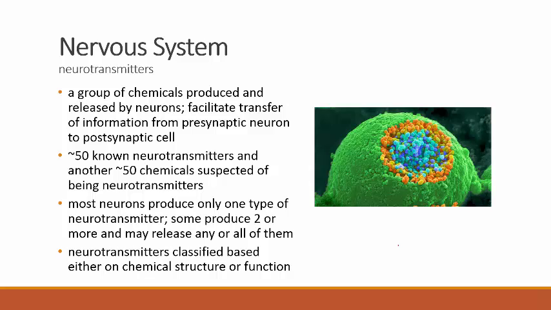So most neurons produce only a single neurotransmitter, but there are some that can produce two or more neurotransmitters, and they are capable of releasing all of the different kinds of neurotransmitters at one time, or to selectively release only one or only two of the neurotransmitters that they produce. And when we look at how we classify neurotransmitters, they can be classified either based on their chemical structure or the function that they serve.